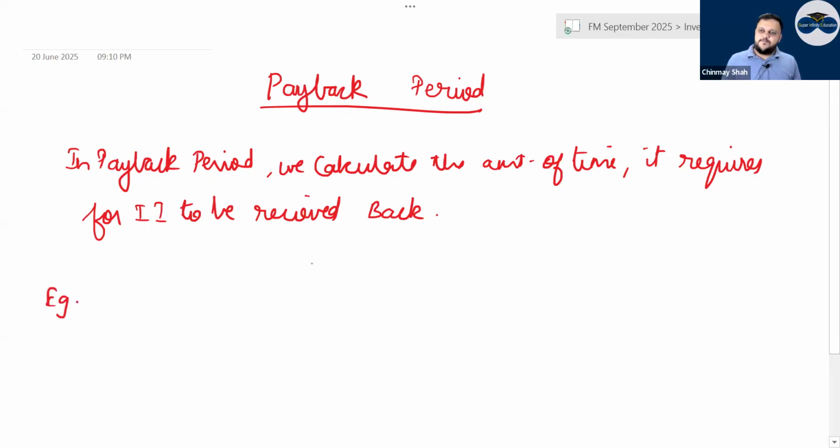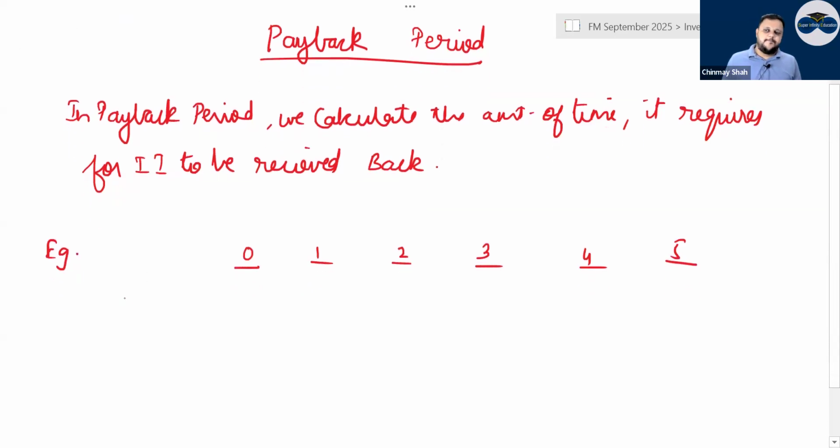Example, correct? Write like this: 0, 1, 2, 3, 4 and 5, correct? Write like this, most important, net cash flow: 100 you have invested, you received 30, you received 40, you received 30, you received 10, and you received 40.